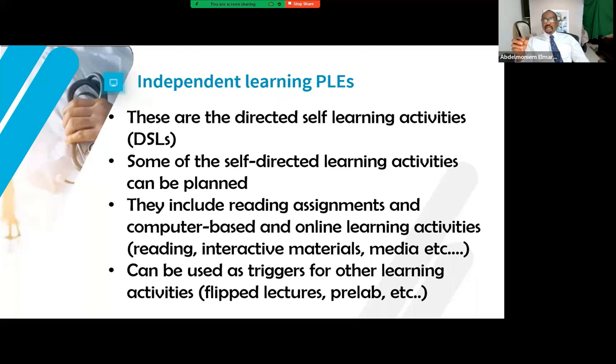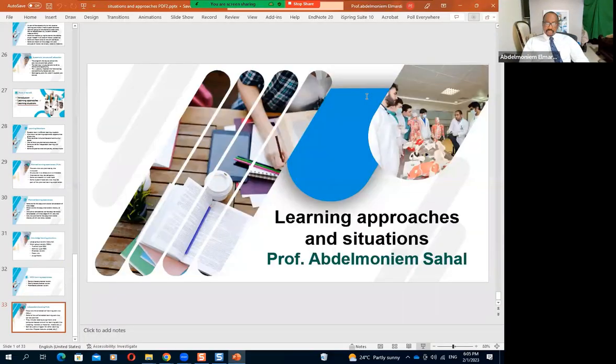These include reading assignments, computer-based and online learning activities, for example reading or interactive materials, media, etc. You give them the menu and they take whatever they want. This can be used as triggers for other learning activities. For example, I give you materials, you read about them, and then you come to a flipped lecture. Or I give you a pre-lab, you study, and then you come to the lab ready for the practical session. So these are independent learning activities that can be planned or otherwise.